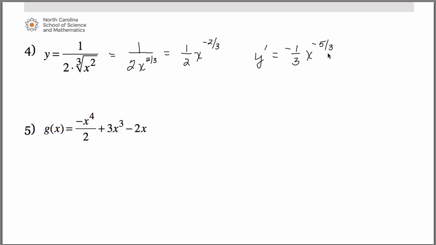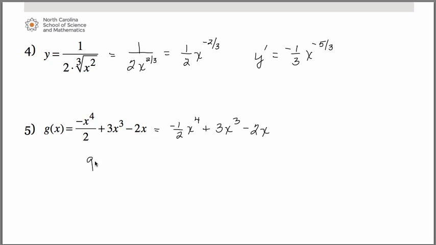Now in the next one, we might want to rewrite the first term. We could rewrite that as a coefficient of 1/2 and x to the 4th. Now as you get better at doing these, you very well might find you don't feel it necessary to rewrite some of these. You can just do that in your head, and that's perfectly fine. But starting out, it might help you visually to just rewrite them.